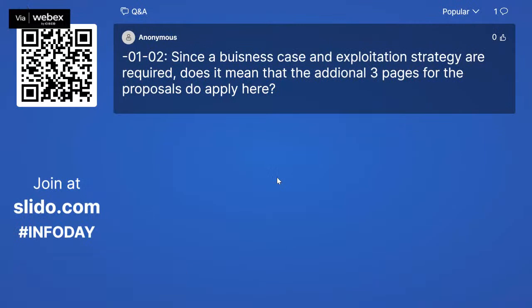Here we go. So the first question. Since a business case and exploitation strategy are required, does it mean that the additional 3 pages for the proposals do apply here?